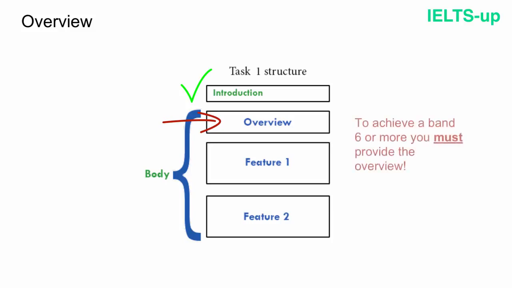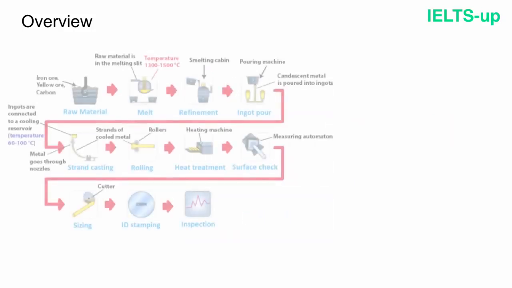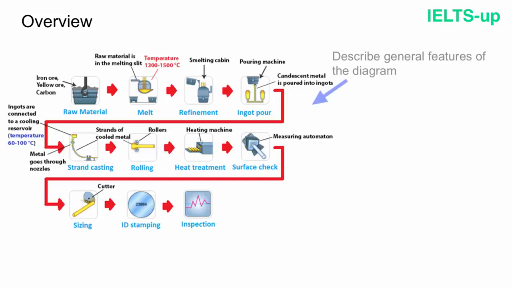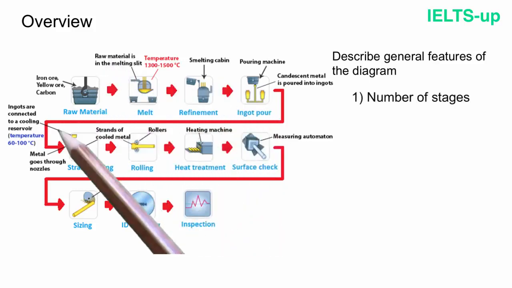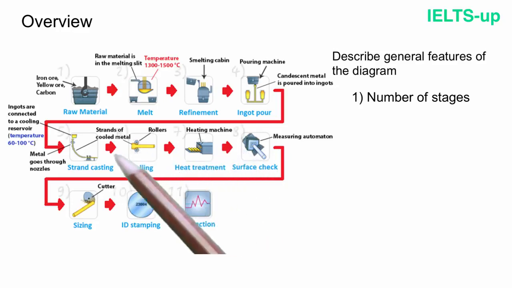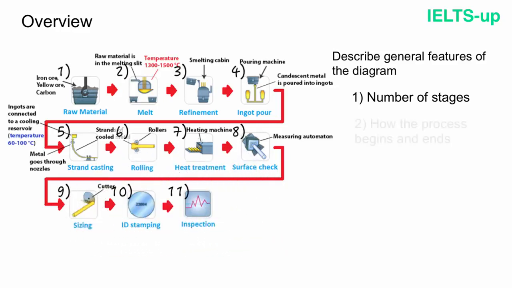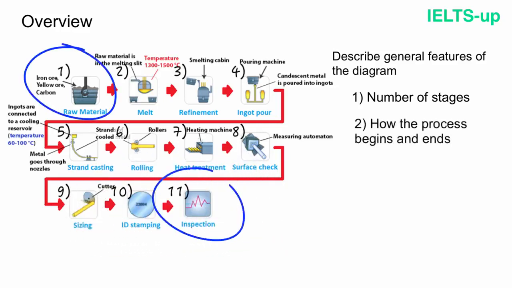To achieve a band 6 or more for a task 1, you must provide the overview. In the overview paragraph, you describe general features of your diagram. But unlike line graphs, pie charts, and bar charts, process diagrams have no general trends or key changes to identify. That's why, while giving the overview of your diagram, you should write, first of all, the number of stages. As you can see in this process we have 11 stages, and how the process begins and ends.